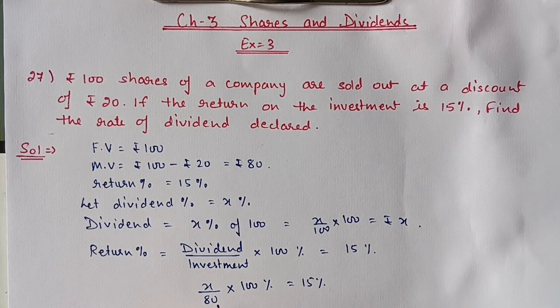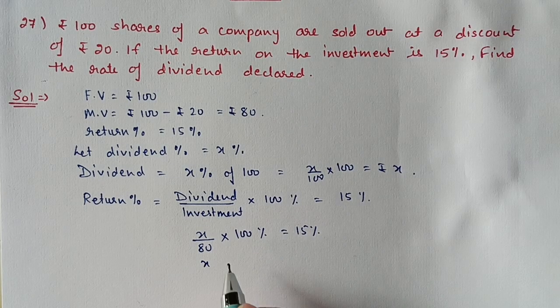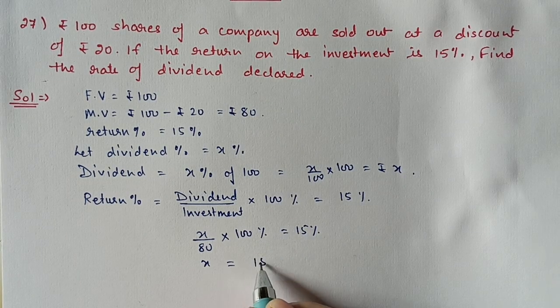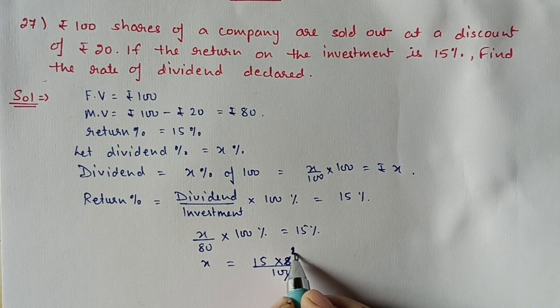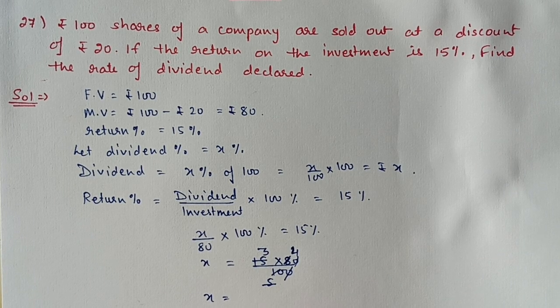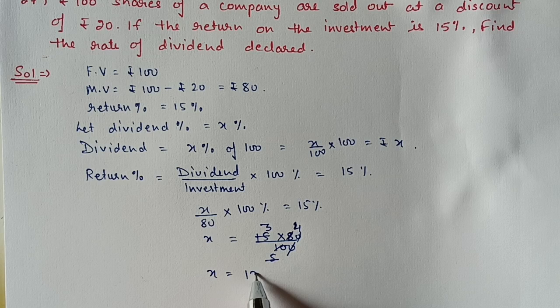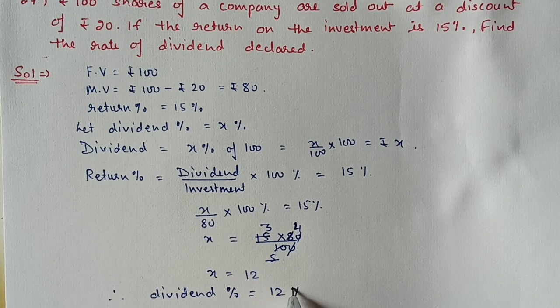So 80 and 100 we can shift to the other side and we will get the X value. So X is equal to 15 into 80 by 100. The zeros you can cancel out, 5 fours are 20, and 5 threes are 15. So the X value we are getting here is 12. Therefore dividend percentage is equal to 12%.